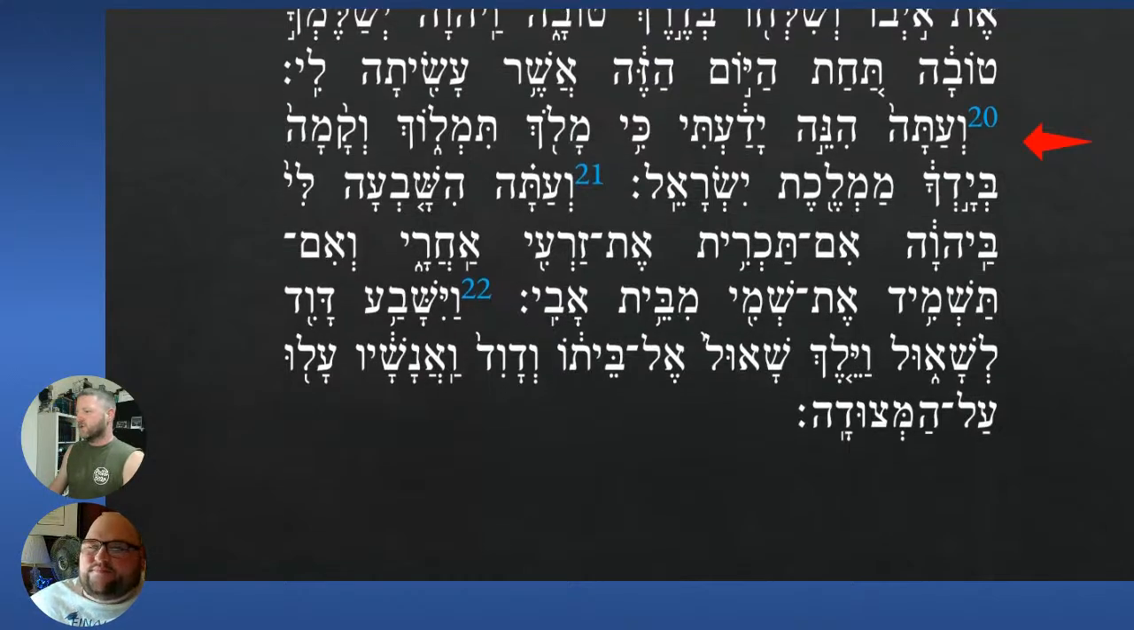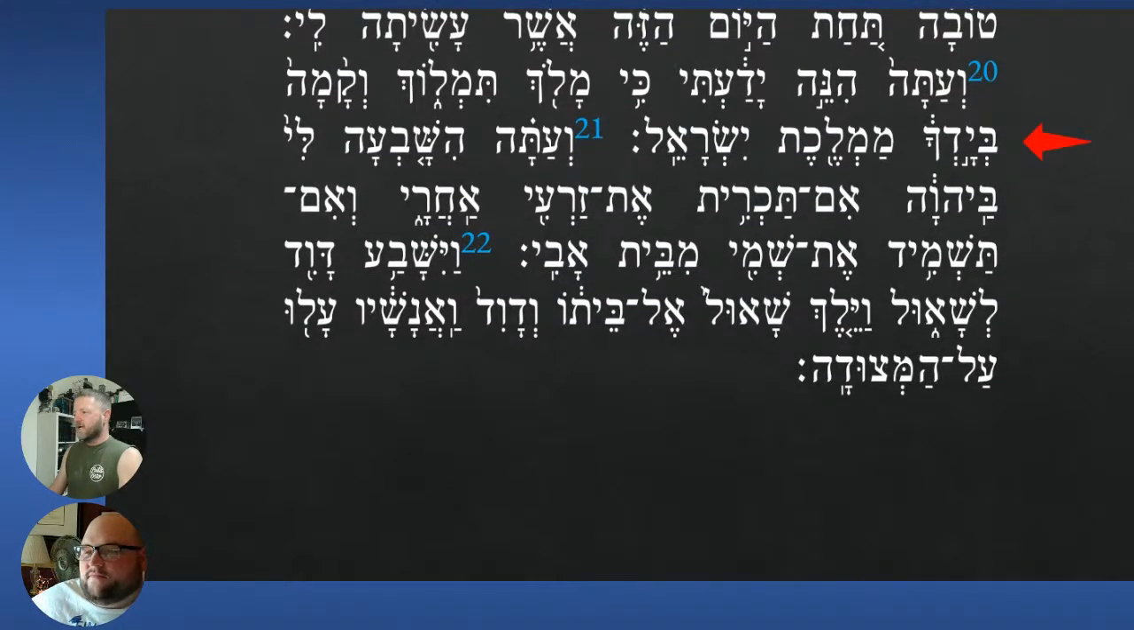Okay, verse 21. ואתה הישבע לי באדוני אם תכרית את זרעי אחריי ואם תשמיד את שמי מבית אבי. Okay, so and now הישבע לי. This is also where the accent's been carried forward, and that has allowed the word to be unaccented at the end and caused that dagesh conjunctivum to appear in the lamed, which means it's just joining those two words together. Hishava li, like swear to me by the Lord, swear to me by the Lord.